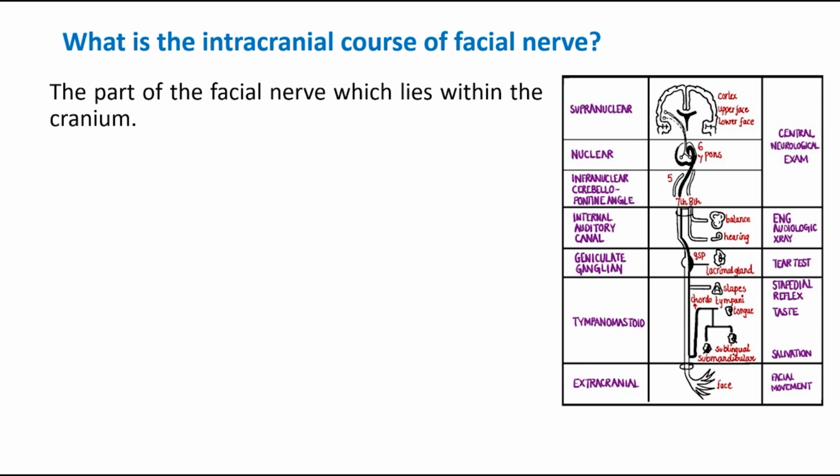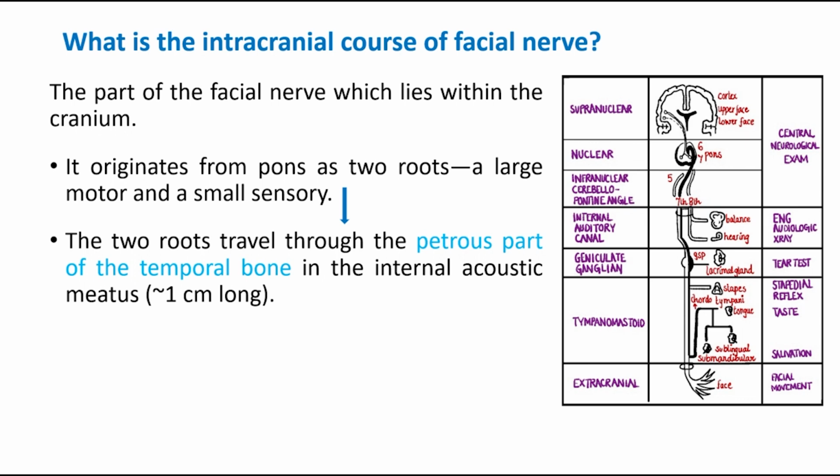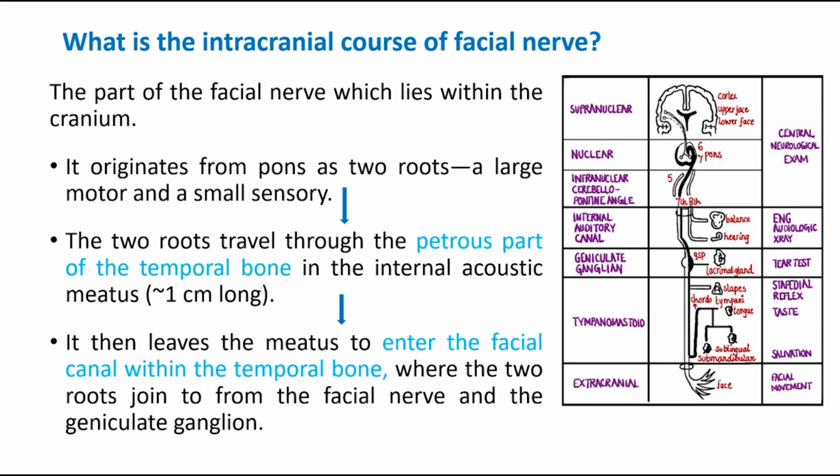Now, let us come to the course of the facial nerve. The facial nerve has an intracranial course and an extracranial course. In the cranium, it originates from the pons as two roots, a larger motor root and a smaller sensory root. Then these two roots travel through the petrous part of the temporal bone in the internal acoustic meatus, a distance of approximately 1 centimeter. Then it leaves the internal acoustic meatus and enters the bony facial canal within the temporal bone. In this bony facial canal, the two roots join to form the facial nerve and the geniculate ganglion.